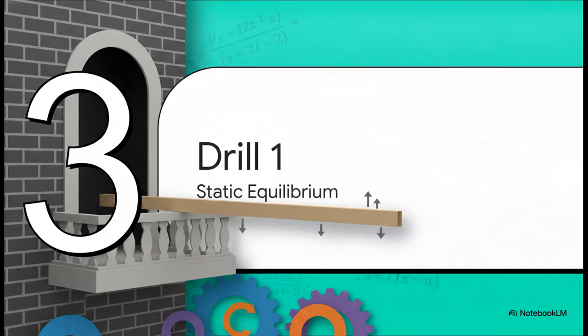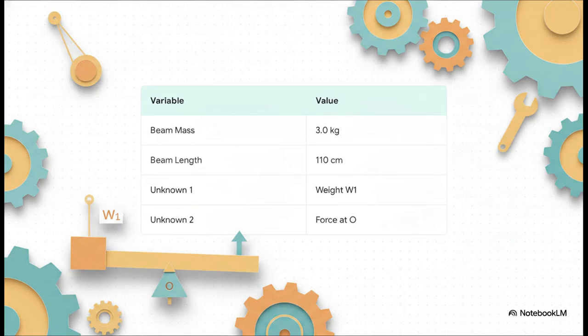Let's put this into practice with section 3, drill 1. Static equilibrium. So let's execute step 3 of our playbook. We're going to deliberately slow down here to organize the chaos into a nice, clear table. We know the beam's mass is 3.0 kilograms and its length is 110 centimeters. Our unknowns are the counterweight, we'll call it W1, at one end, and the force exerted on the beam at point O. Laying it out visually like this guarantees we won't miss a single variable.